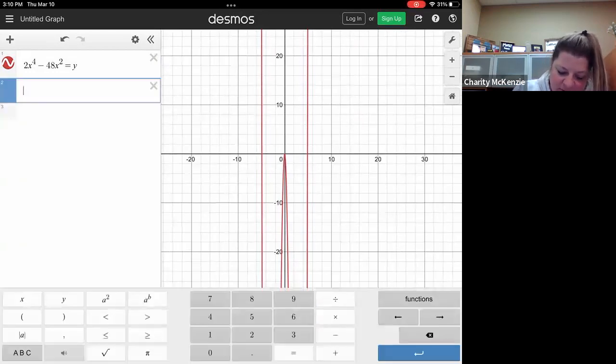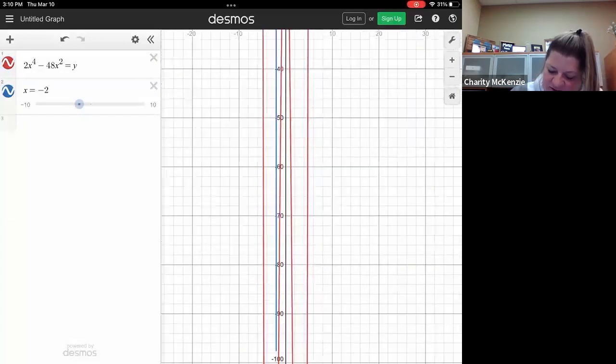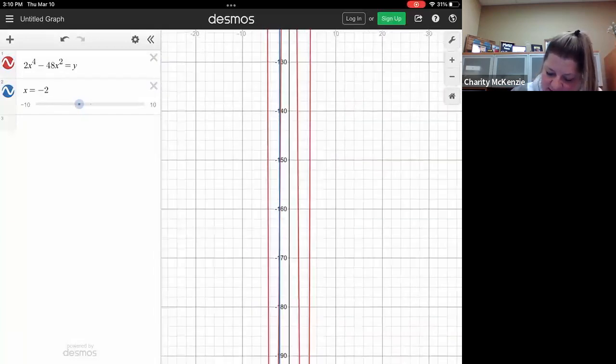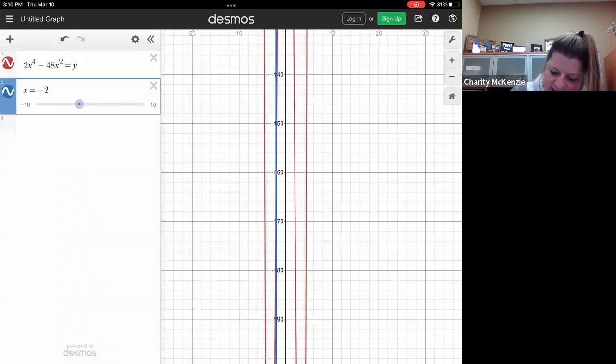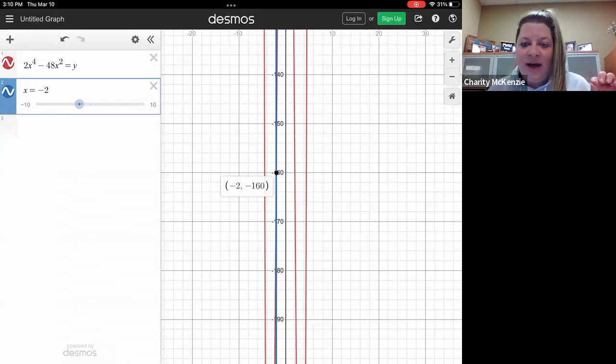Let's see here. So if we do x equals -2, we can kind of see where it crosses a little bit easier. So it's right in here. It is. So at -2, -160 is one of our inflection points because that's where it's going down. And then it's starting to go up and then curve down, right? So, all right.